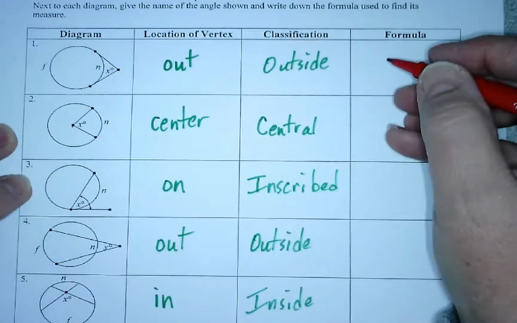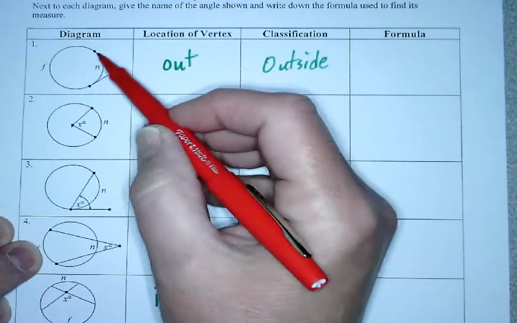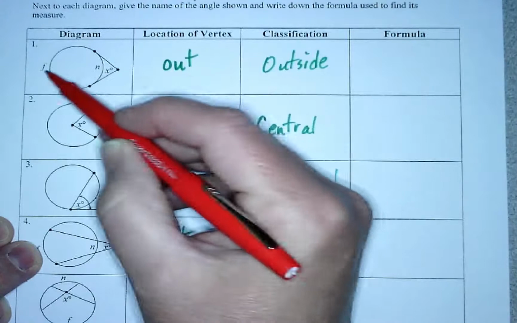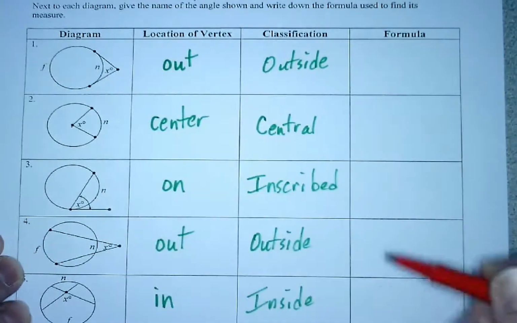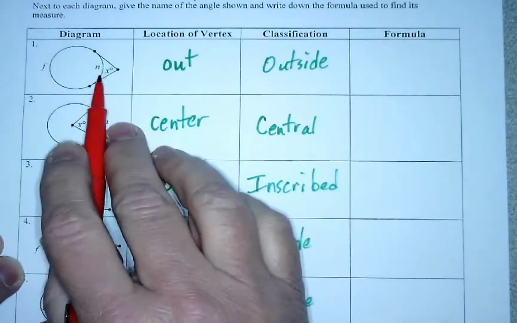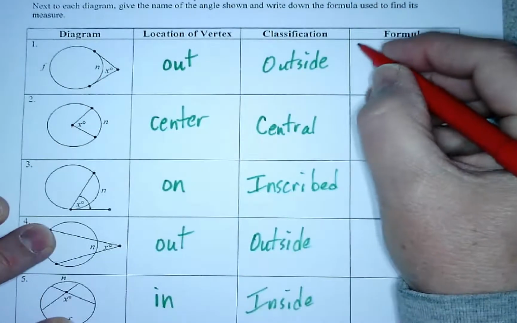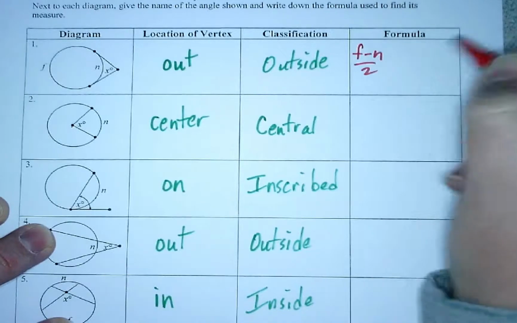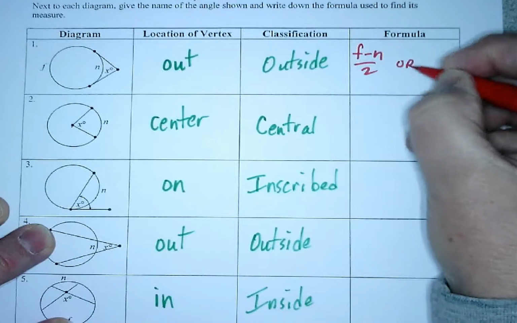So this first one, the formula, you can see all of them have an x degree, and then they have arcs. This one is n degrees. The outside arc here is f. Here's another n and an f. So we're going to build all of our formulas based on those letters. So this one has actually two different ones. We have f minus n divided by 2, okay, because it's an outside one, we find the difference.